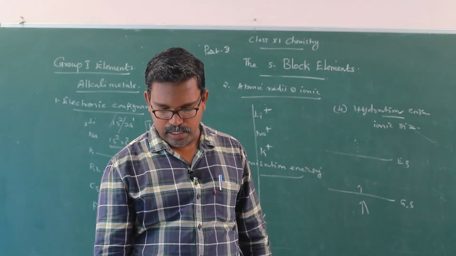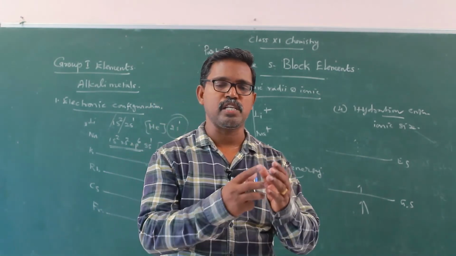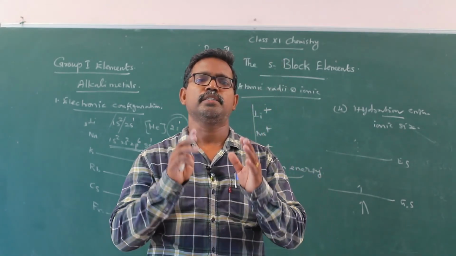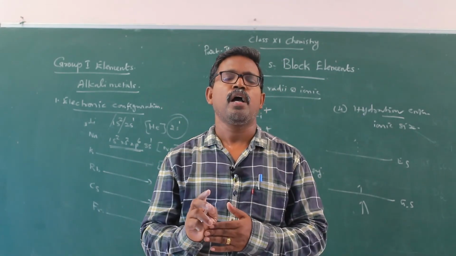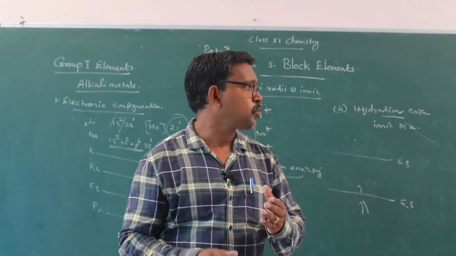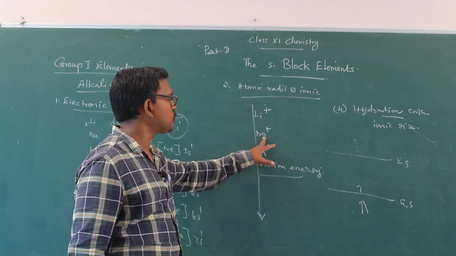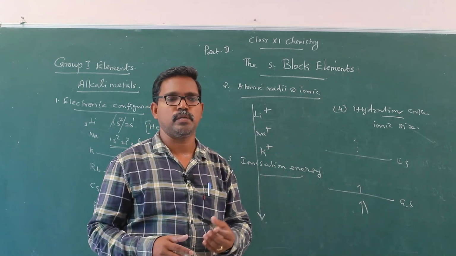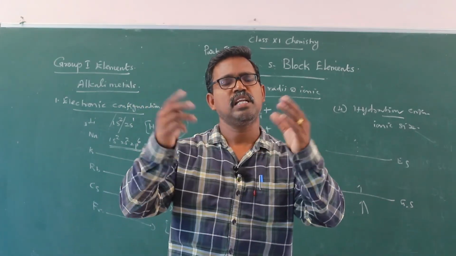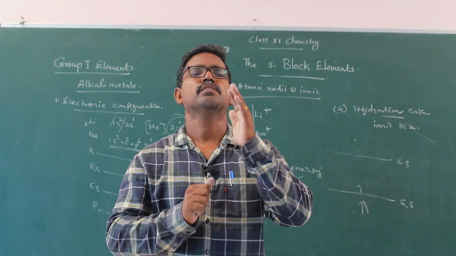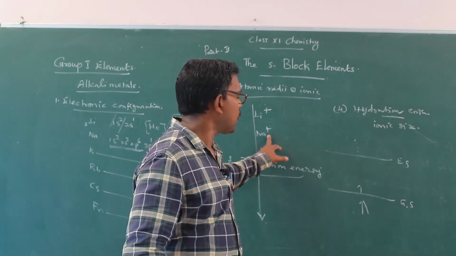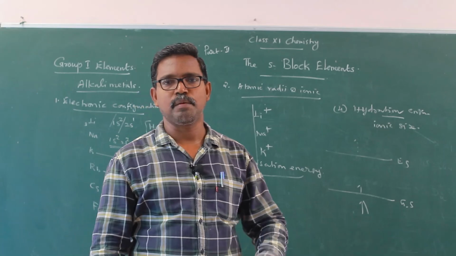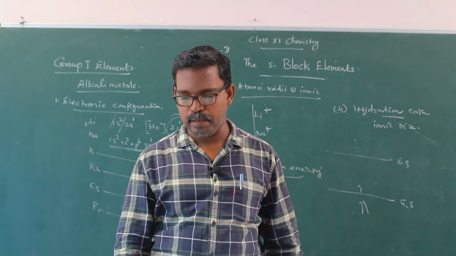Then there are some more physical properties. These are very soft metals and can easily be cut with a knife. Sodium is always stored in kerosene, because when it is taken outside it easily catches fire. So, these are some properties of the alkali metals.